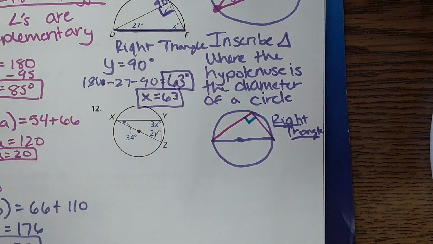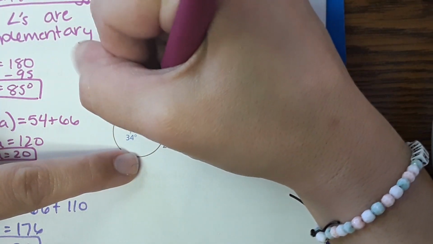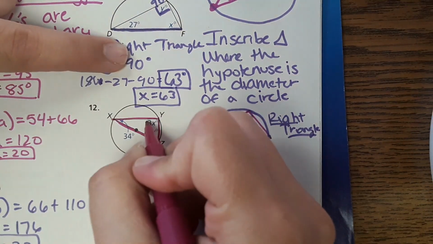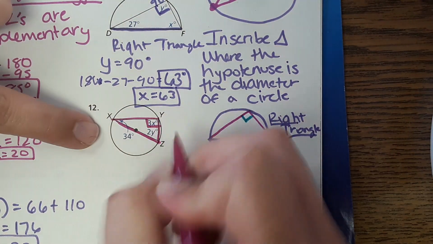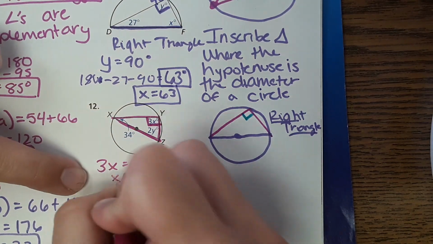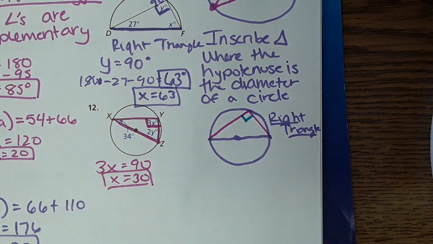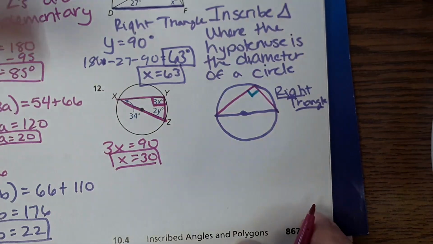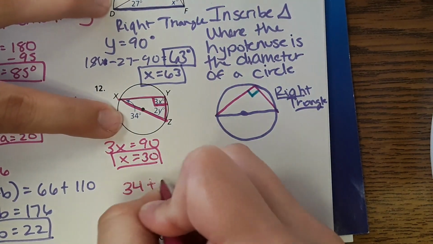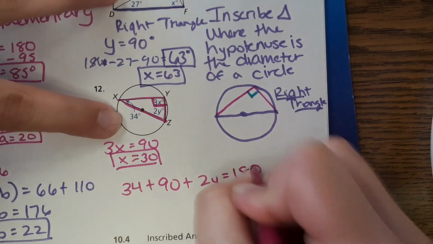Okay, number 12, using that same concept, we have a triangle here. Its hypotenuse is the diameter of a circle, so therefore it is a right triangle. So to find x, we can do 3x equals 90, and x equals 30. And then to find 2y, we would do 34 plus 90 plus 2y equals 180.